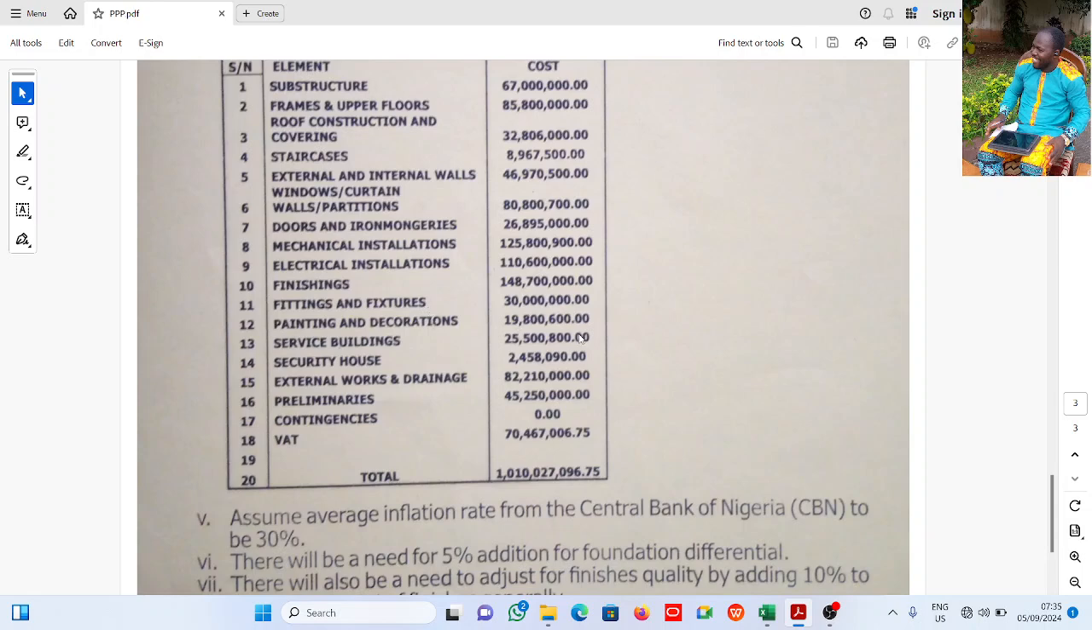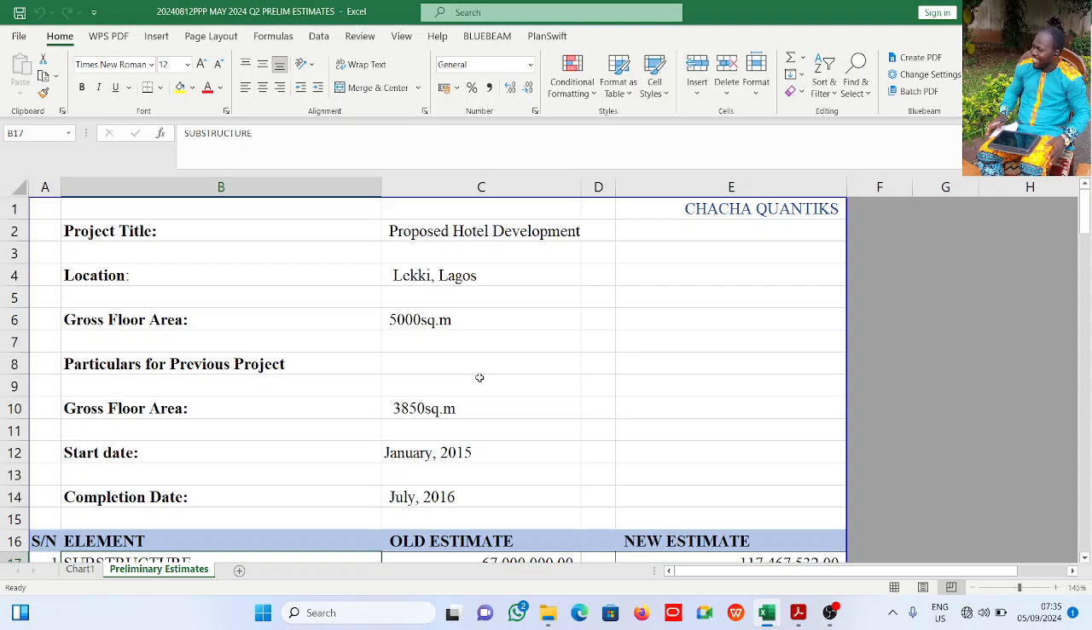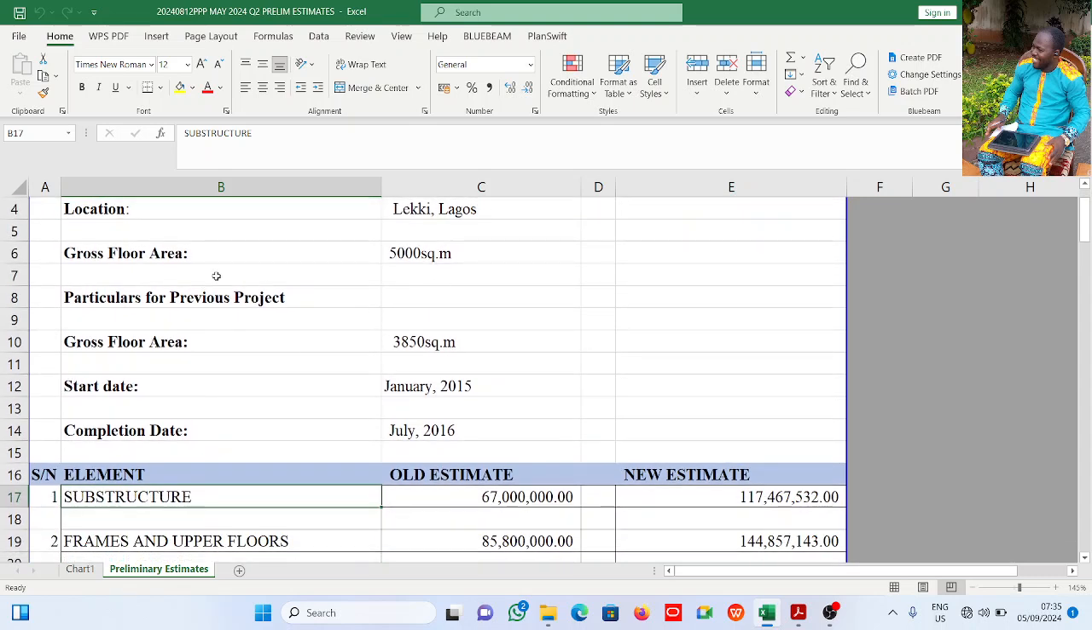Now let's see how this plays out. Quickly, this is what we have here. This is the project title, hotel development. This is the gross floor area of the proposed project. This is the gross floor area of the similar project we are using to get the preliminary estimate. And these are the other details.